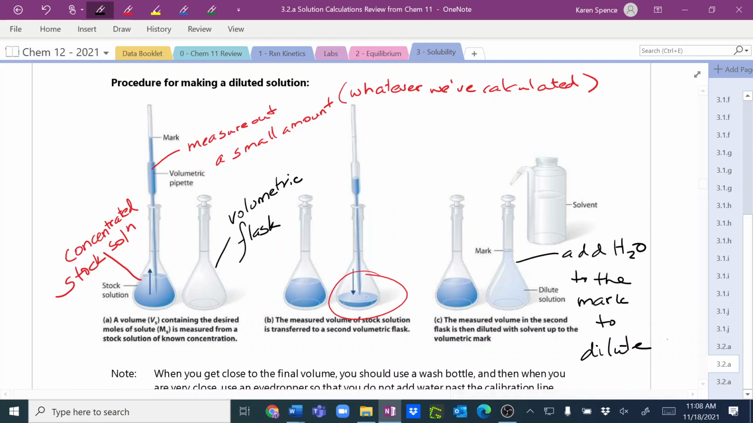But when you get really, really close, you can just pour the water in with a beaker, but when you get really, really close to that line, you should switch over to using either a wash bottle, because it'll go drip, drip, drip, or you can use a medicine dropper, because that way you won't accidentally go over the fill line. If you go over the fill line, you are out of luck and you need to start all over again, which would probably make you and I both very sad, okay?